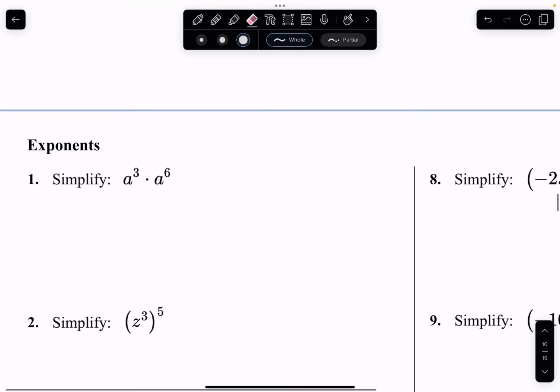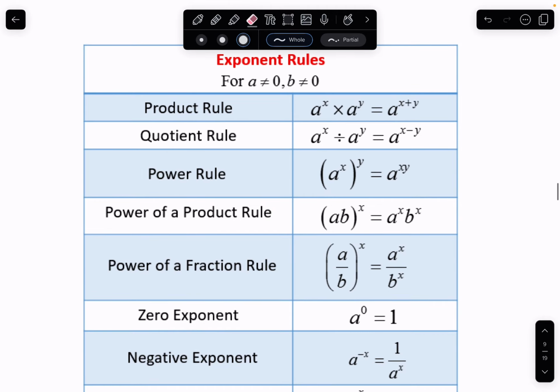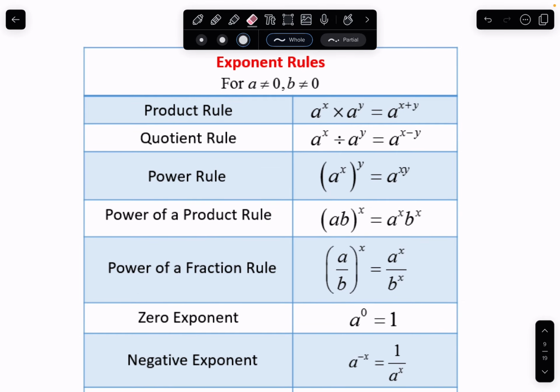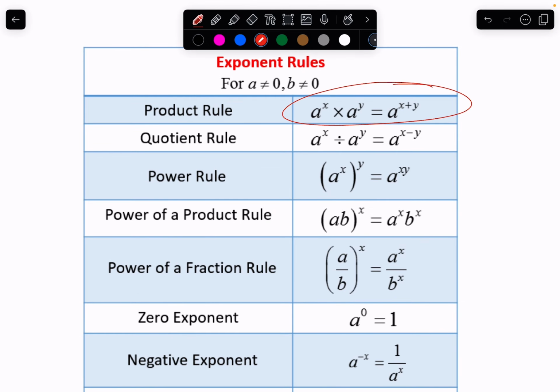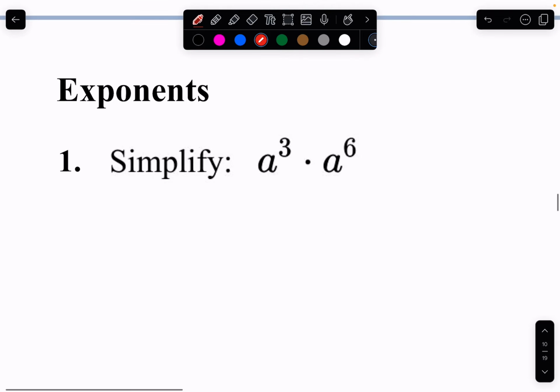Alrighty, so these first few hopefully are like super duper easy. So number one here, this is multiplying things with exponents, right? So that would be the product rule. When we multiply things with exponents, you add the powers, right? The base stays the same, you add the power. So this guy here would be a to the 9th.